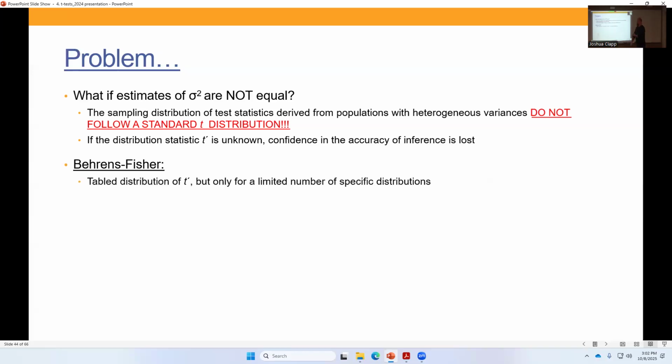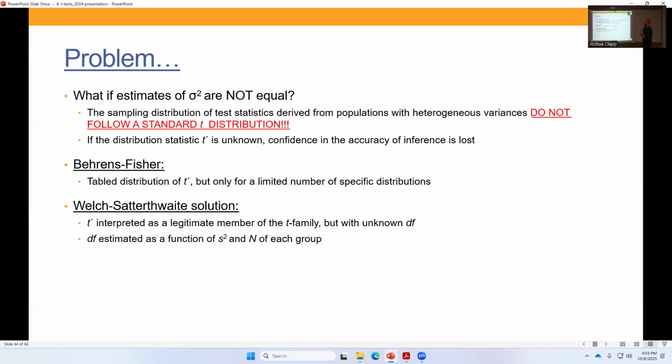So a couple of different things. This is not a new problem. We've been working on this for a while. Old school, if you go back in history, there's a solution, the Behrens-Fisher table. Behrens-Fisher went through and tabled various distributions of t prime, but it's pretty limited to a specific number of distributions. It didn't cover all possible scenarios that you could run into. So cool if your data fell along those lines, but if it didn't, not super useful. Okay.